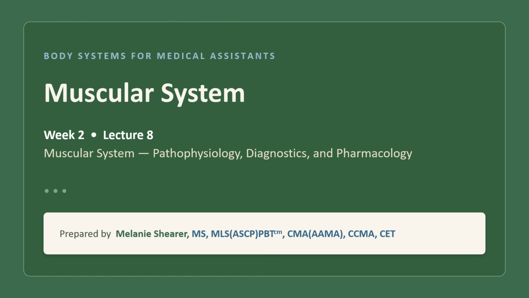First, pathophysiology, strains, the everyday injury you'll see constantly, and muscular dystrophy, a devastating inherited disease that teaches you how simple single protein matters. Second, diagnostics, range of motion and muscle strength assessment, both skills you will personally perform, plus the labs that support them. Third, pharmacology, muscle relaxants, NSAIDs, and acetaminophen, which are among the most common medications on any chart.